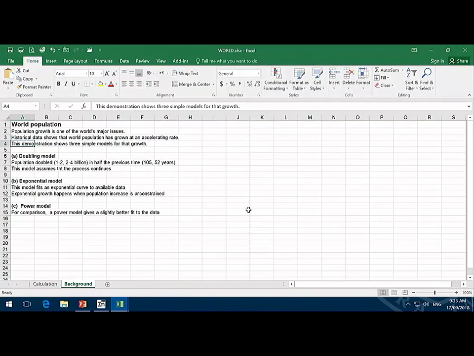We can have an exponential model, so we can look at the population data and try to fit the best exponential curve in there. So we're assuming that the population growth is exponential, which makes sense. If every person reproduces 1.05 times or whatever, then that gives you this exponential growth rate. And then you can have a power model, which gives a slightly better fit to the data, so we can have a look at that.